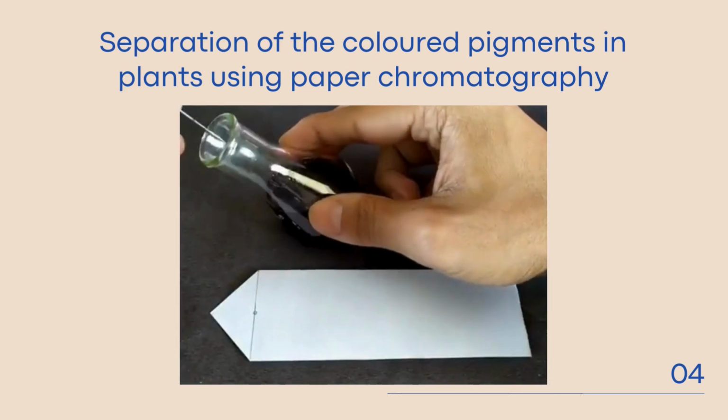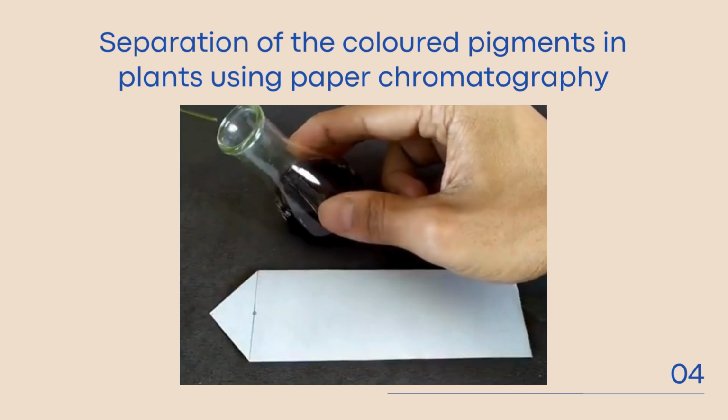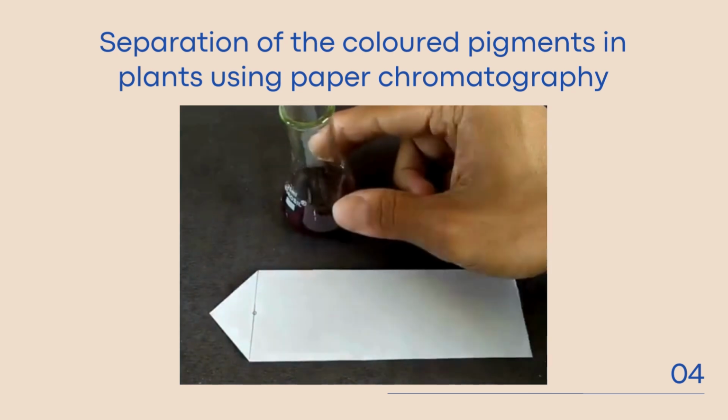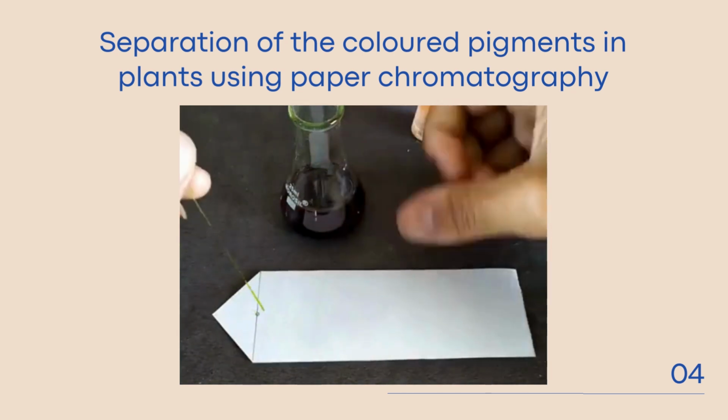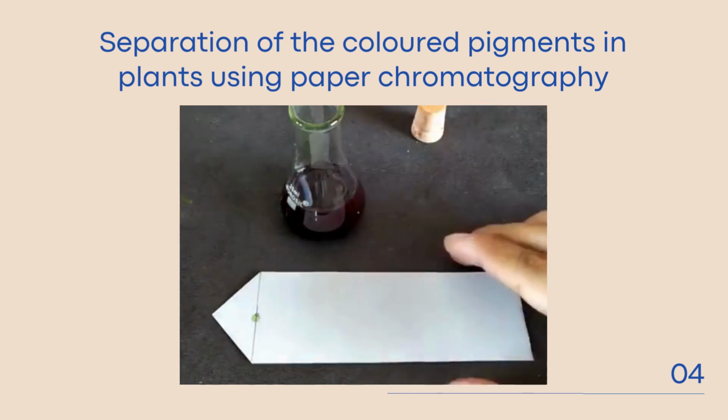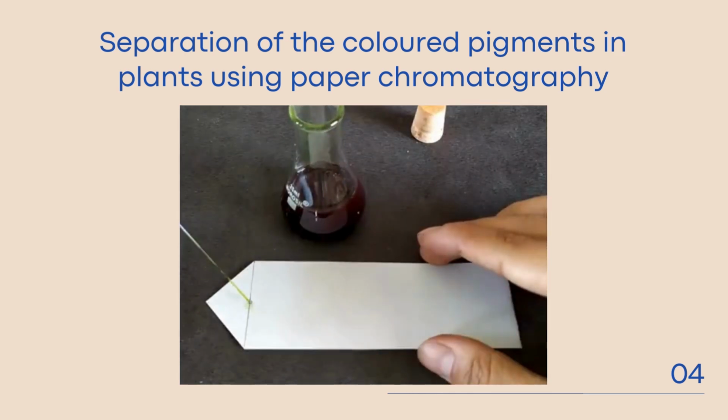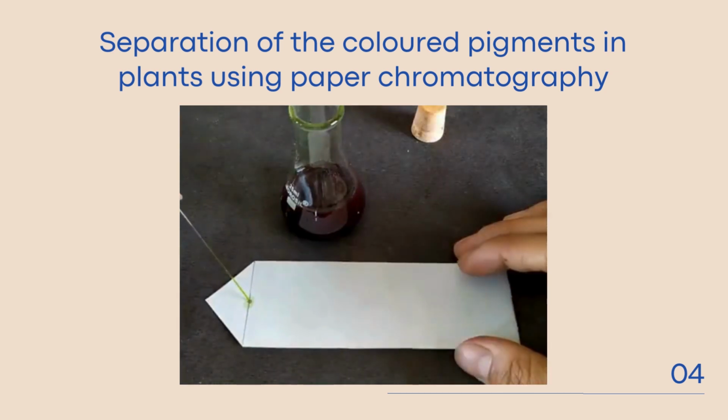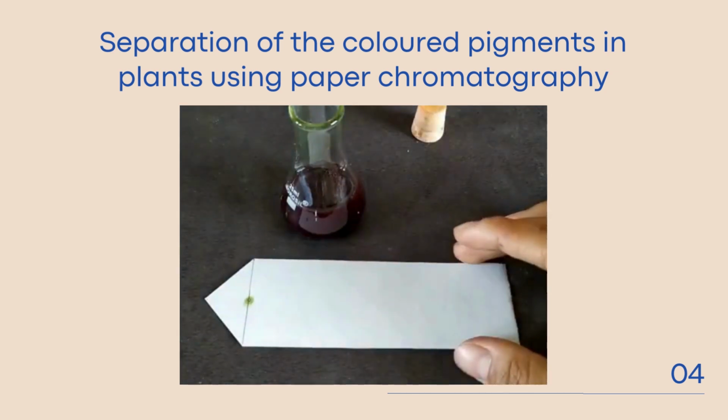Now, take the chromatography paper and using a fine capillary tube, apply micro droplets of the leaf extract at the center of the pencil line. Allow the spot to air dry and then add a second drop. Allow to air dry again and add a third drop. Repeat the application 5 to 10 times.